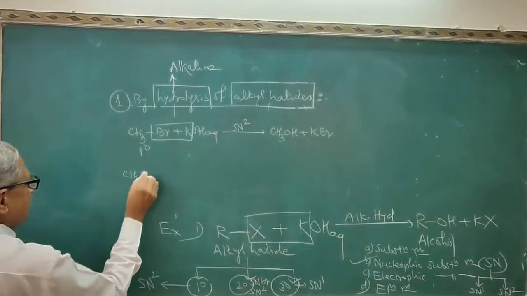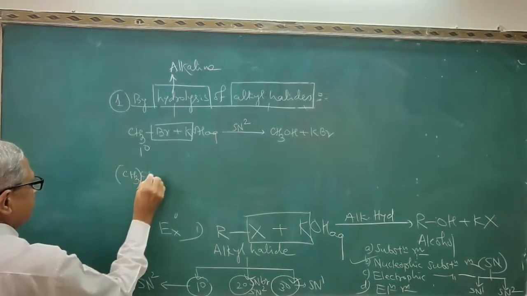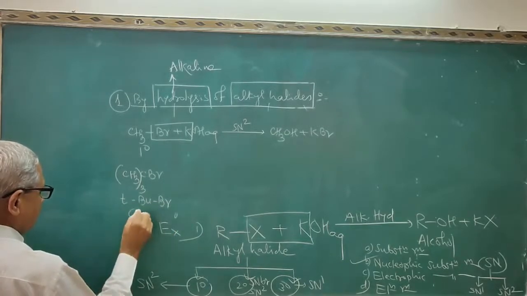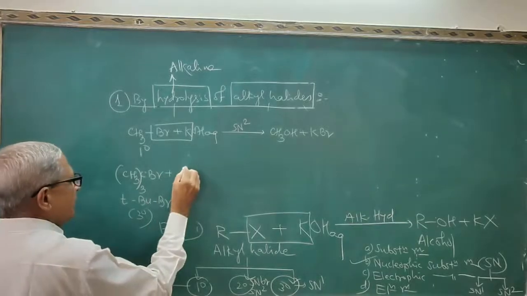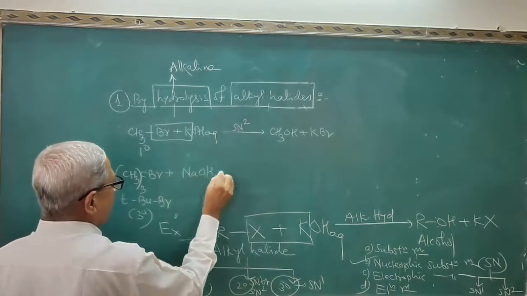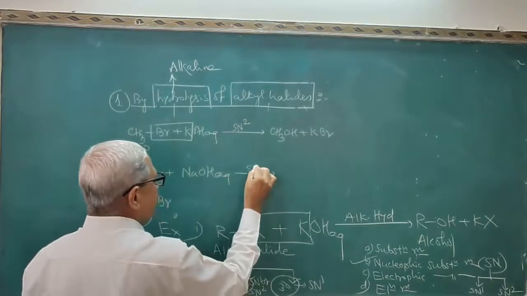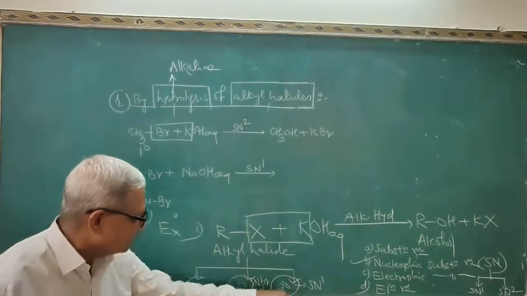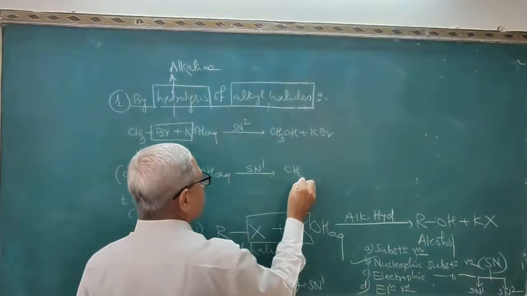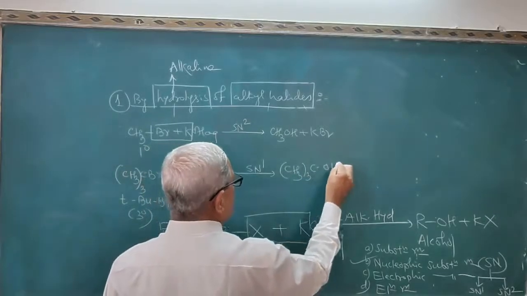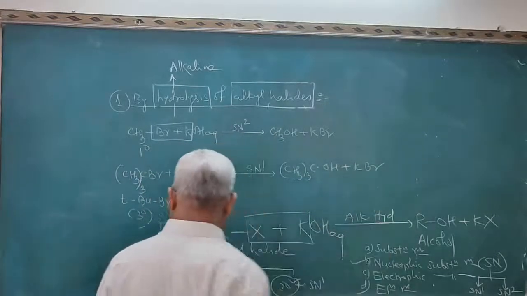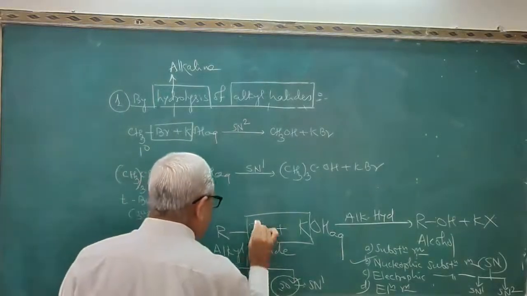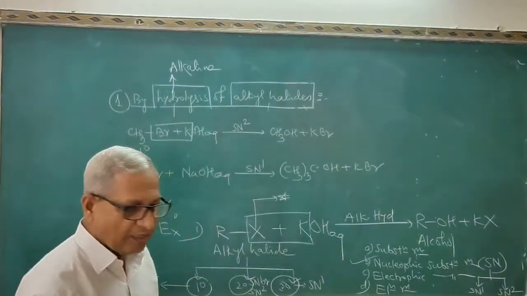Second example, (CH3)3CBr. This is tertiary butyl bromide, a tertiary alkyl halide. When you take NaOH aqueous, remember that it follows the SN1 mechanism because the alkyl halide is tertiary. So you will get tertiary butyl alcohol, (CH3)3COH, plus NaBr. So this is the point here. Now I will set a question only on the X. This is an important question.